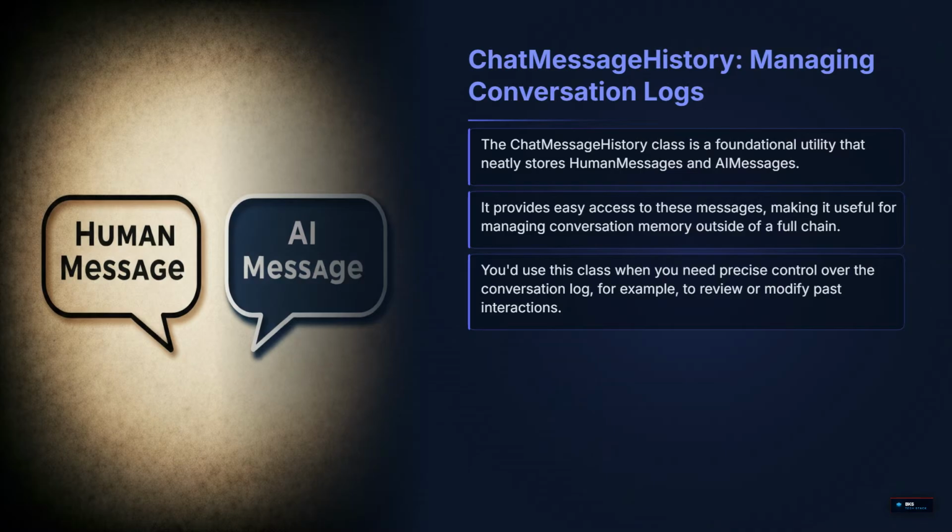Beneath many of LangChain's memory modules lies the Chat Message History class. This class acts as a dedicated organizer for your conversation logs, storing distinct human and AI messages. It's particularly useful when you need direct, programmatic control over the conversation history, perhaps to manipulate the messages before passing them to an LLM, or to simply inspect the flow of dialogue. It ensures you have a clear, structured record of every turn in your chat.